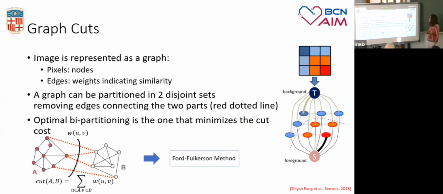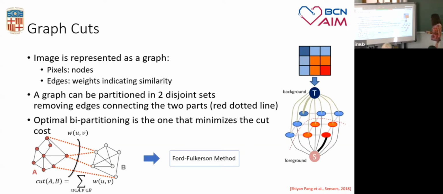So let's see the first one, the classical one, the graph cuts. It's quite simple. You have a matrix, an image, that is represented as a graph. And you have two supernodes, the sink and the source. We will see why it's called the sink. The idea is to cut this graph in a way that we keep the background connected to the sink and the foreground to the source. Or the other way around, but just to understand the concept.